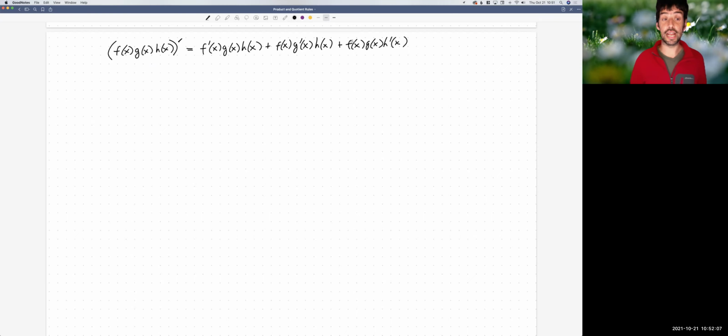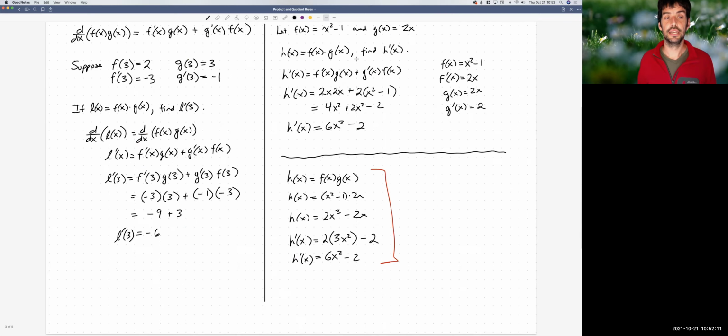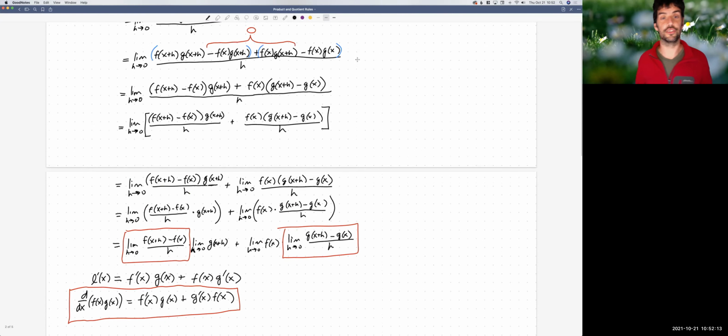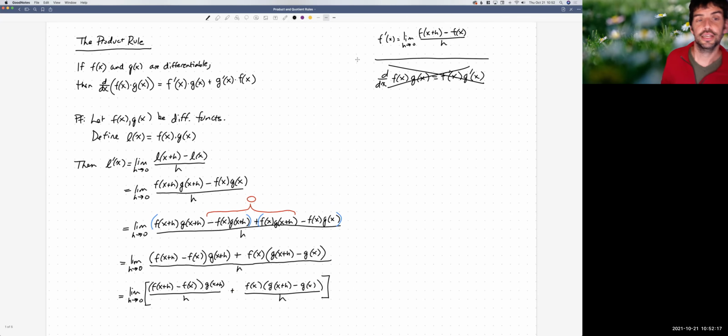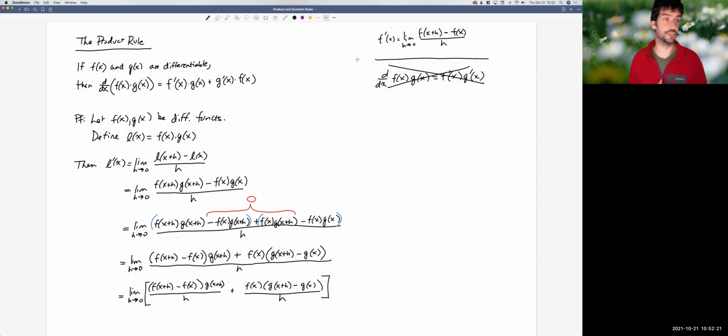Okay, that's it for the product rule. We will certainly revisit this. This is a really useful one for us that we will use over and over and over again, but we'll revisit it when we get into a few more interesting derivatives like the trig derivatives in a couple videos.